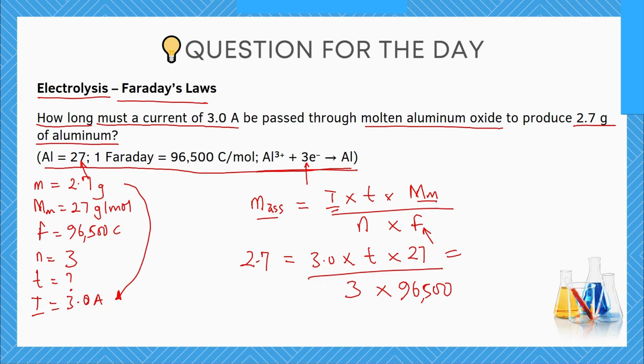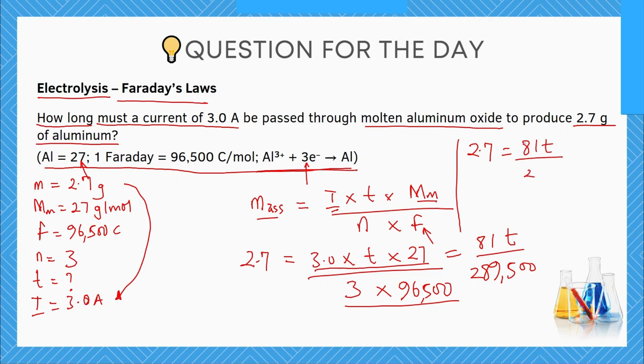So let's do the numerator first, and then let's get the value of the denominator. When we say 3 multiplied by T multiplied by 27, what we have is 81T divided by 3 multiplied by 96,500. That gives us 289,500. So what we have at this point now is 2.7 is equal to 81T divided by 289,500. So at this point, we can simply cross multiply.